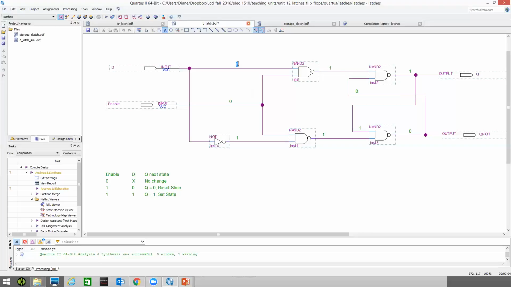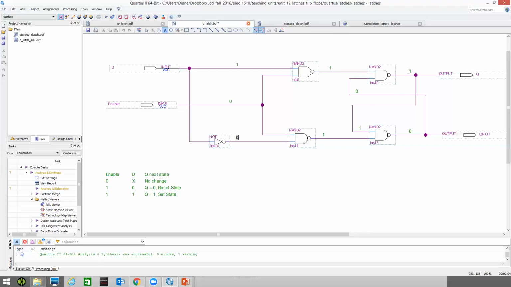We can go through the same exercise when D is a 1. D naught's a 0. We said Q happened to be a 1. We'll see that state does not change as long as enable is a 0. 1 ANDed with 0 gives us a 0. Inverted gives us a 1. 0 ANDed with 0 gives us a 0. Inverted gives us a 1. 1 ANDed with 1 gives us 1. Inverted gives us a 0. 0 ANDed with 1 gives us a 0. Inverted gives us a 1. We do not change state. So when the enable signal is a 0, it doesn't matter what D is, we don't have any state change.